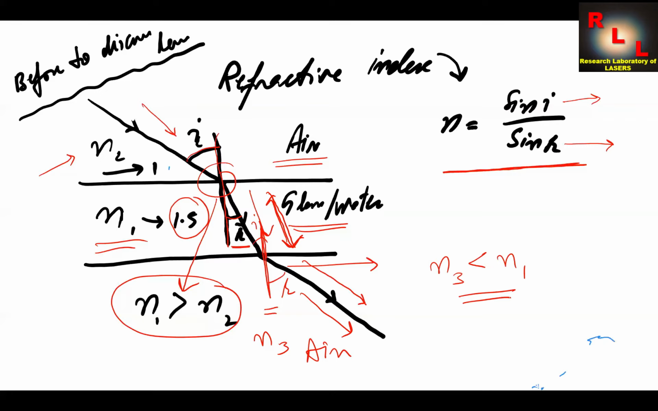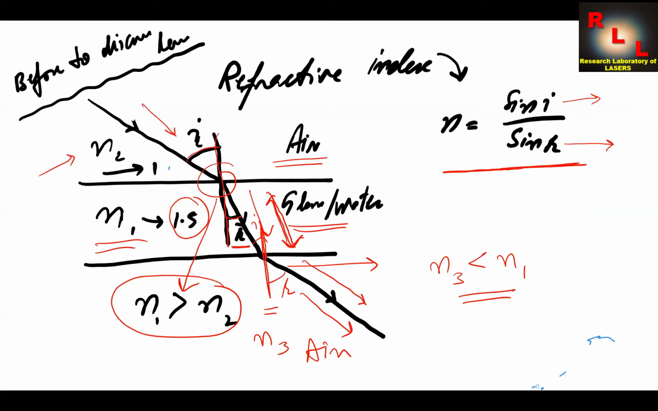So, when the light goes from air to glass, the refractive index of the air is less than the refractive index of the glass, so the refracted ray bends or moves towards the normal. And the opposite, when going from glass to air, the ray will be moving away from the normal.